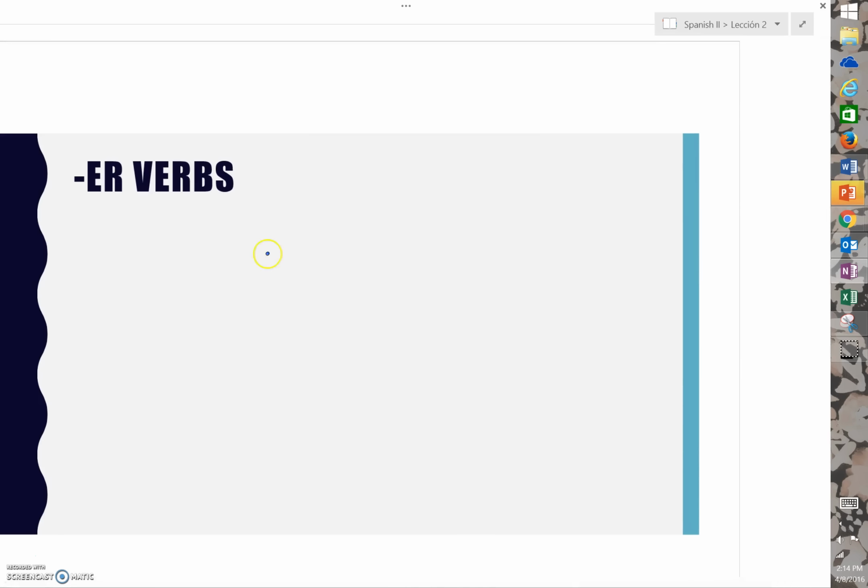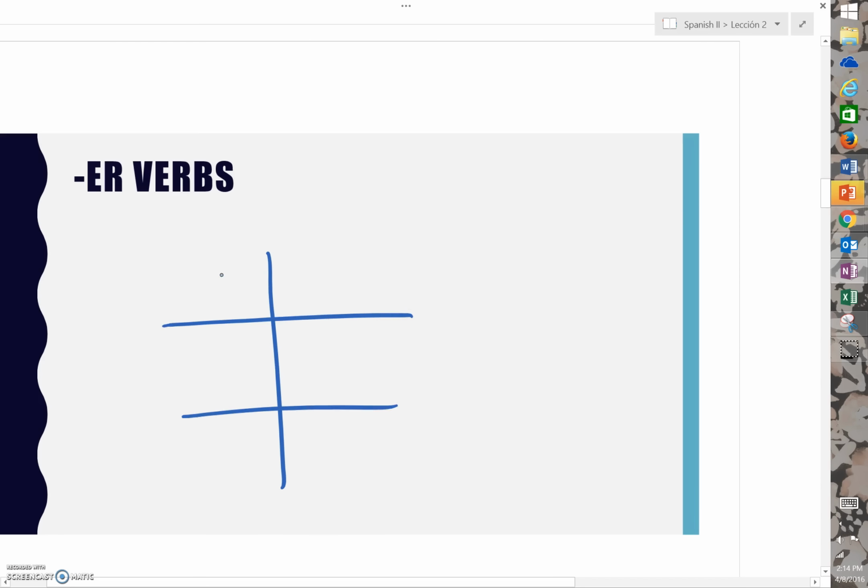ER verbs use a different set of endings. O for the yo form. Es for the tú form. A for the él, ella, usted. Emos for nosotros. En for ellos, ellas, ustedes.